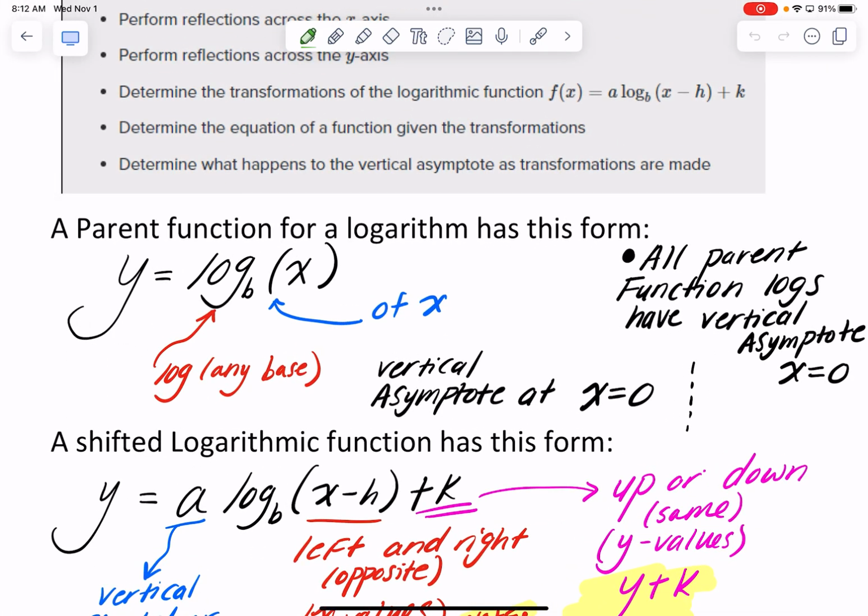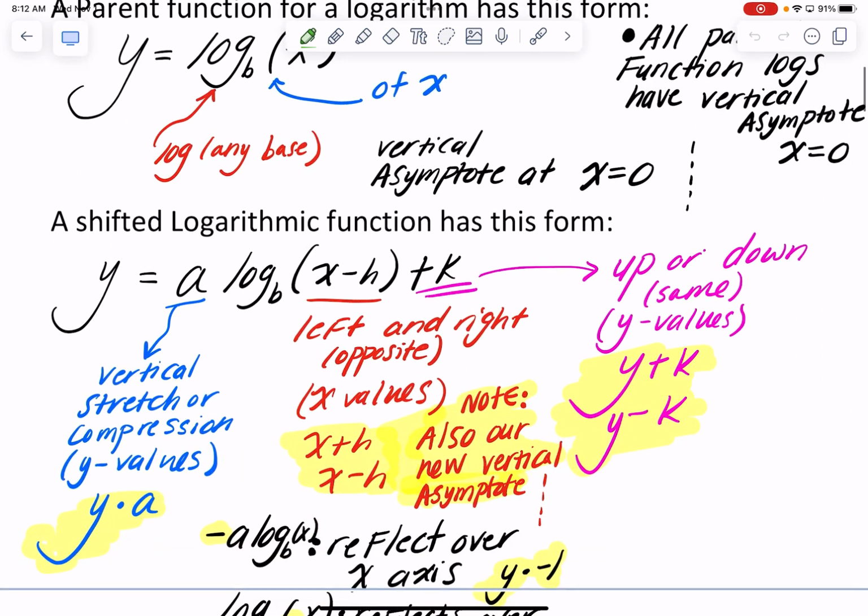We just saw that. Let's start writing down the shift. Right here, we're writing down this. A shifted logarithm looks like this. It could have an a value in front. We know that's a vertical stretch or compression.